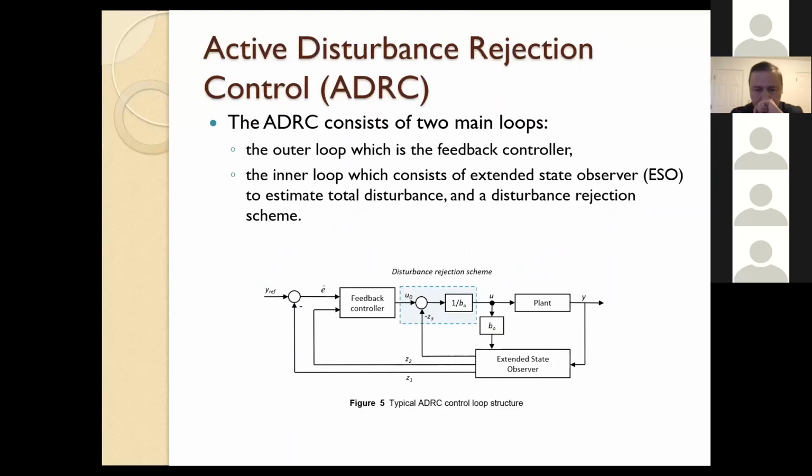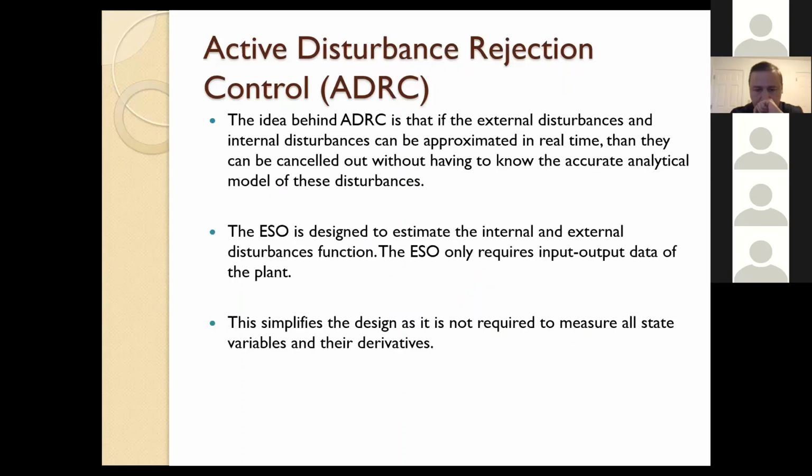The idea of ADRC, again, I'll not go into much detail because I know the time is limited, and there is a lot of information and papers about ADRC. We have an outer loop and an inner loop. The outer loop is the feedback controller, and the inner loop consists of an extended state observer to estimate the total disturbance and a disturbance rejection scheme. So this is how it is.